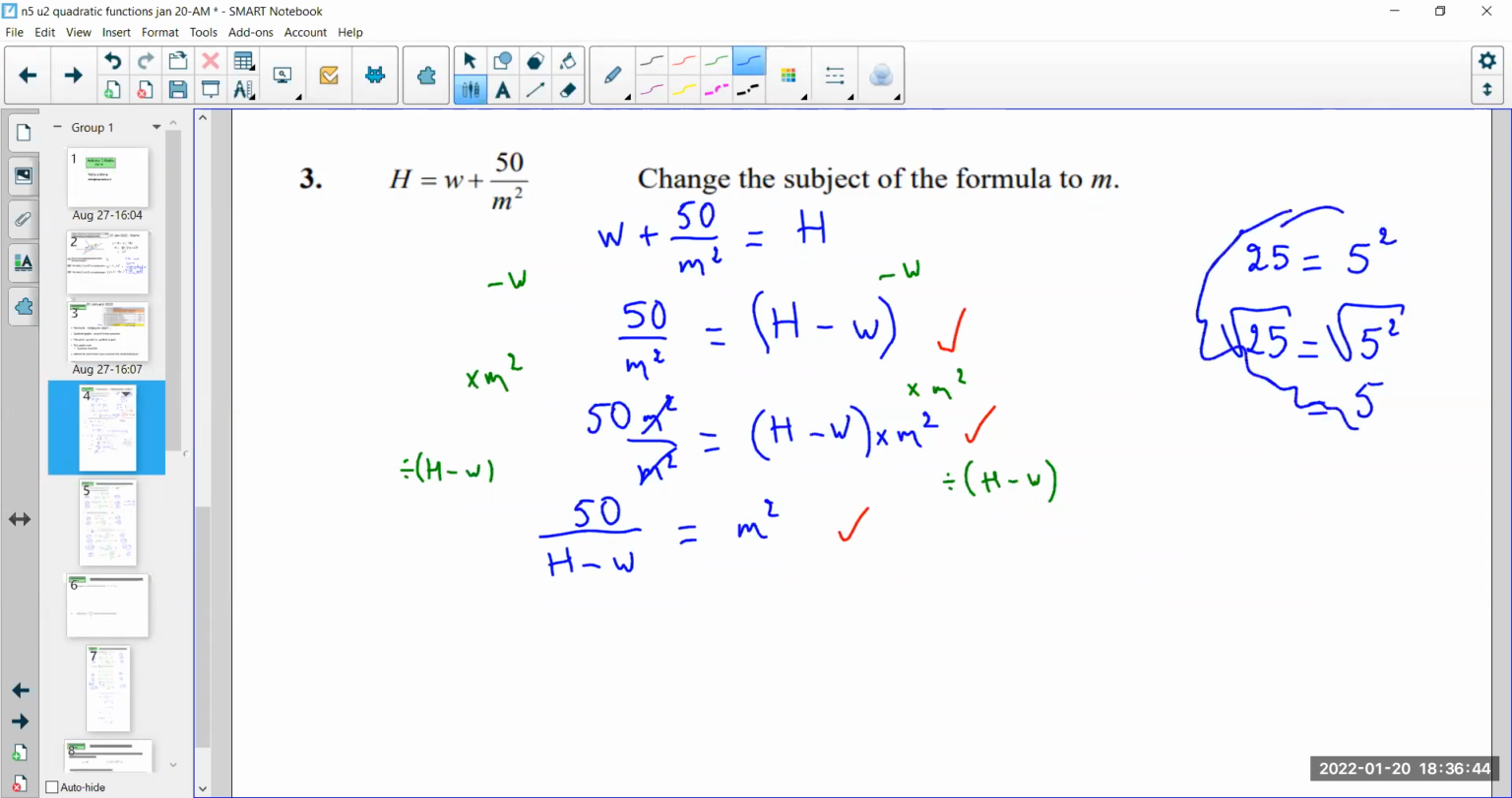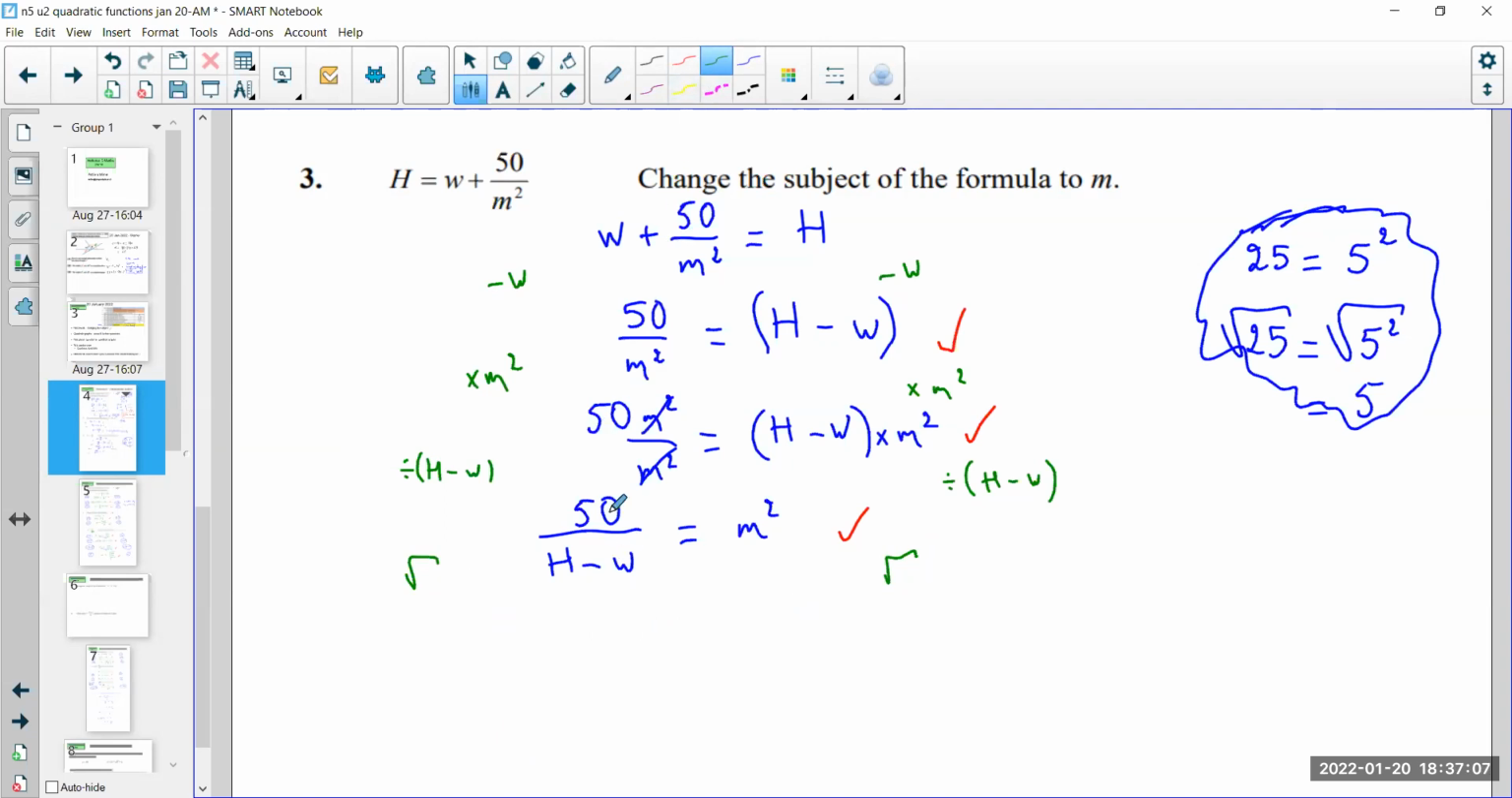So even if you couldn't remember, you can put that on the side of your paper. I've got 5 squared, which is 25. How do I get rid of that square? By taking the square root. And that's the same thing we're going to do here. But remember, if you take the square root on one side, you need to take the square root on that side too.